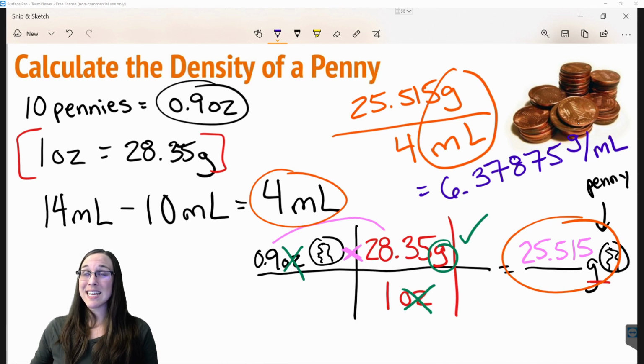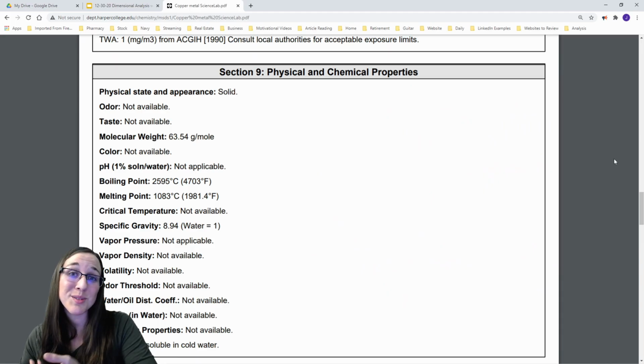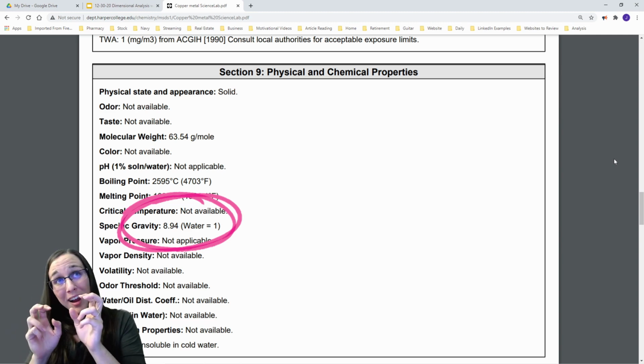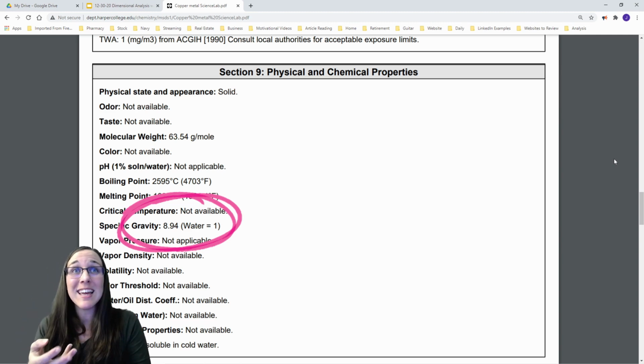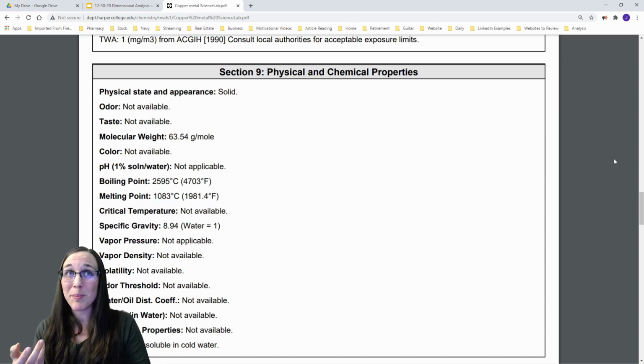So if that's the density of our pennies, what is the density of copper? We need to go into our MSDS scavenger hunt to find the density or the specific gravity of copper and see if these pennies truly are made of copper or is it something else. So just with a quick Google search online, I was able to find MSDS for copper, and what we can see here is that the specific gravity, which is again synonymous for density, is 8.94 grams per milliliter for copper. That doesn't match the value we came up with.